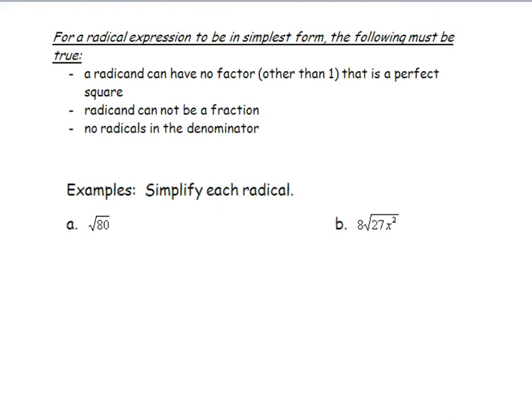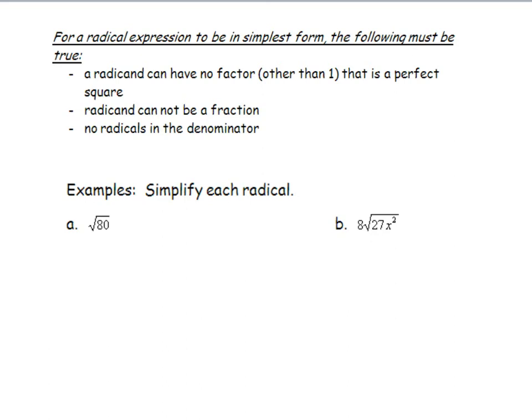Now, anytime you need to simplify a radical expression, so simplifying a square root, it must follow the following 3 rules. First off, the radicand, the thing that's on the inside, can have no factor other than 1 that is a perfect square. So if the number sitting on the inside of my square root can continue to be broken down with perfect squares, you have not simplified it fully. You have to make sure that you break it down as much as possible.